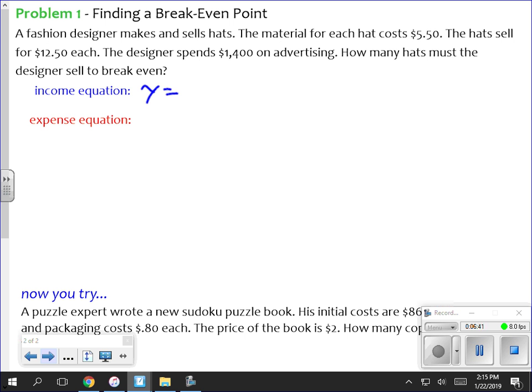What's bringing the money in? Selling the hats, right? So the hats sell for $12.50 each. So Y equals $12.50x. That's how much money I'm making. X is the number of hats. So $12.50 times the number of hats tells me how much money I brought in. That makes sense, right? You sell 10 hats, you made $125. Okay. Expenses.